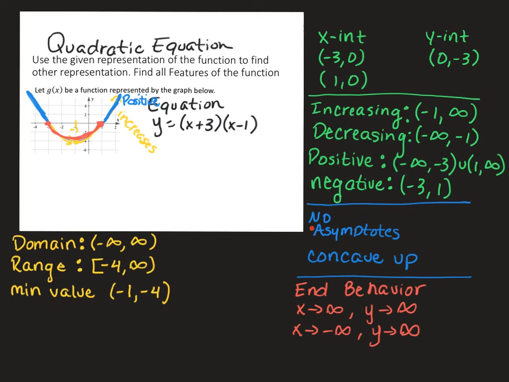I have no asymptotes in this graph. This graph is concave up because it's curved upwards. And then I have my end behavior. Both ends of this function are going up. So whether I approach positive infinity or negative infinity on the x-axis, my function is going up.